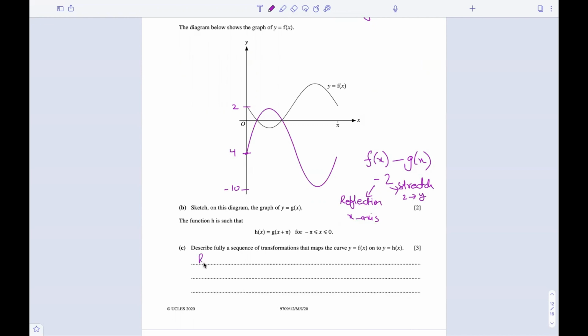first we had a reflection in the x-axis, and then we had a stretch of factor 2 in the y direction, and finally the x plus pi represents that the graph will move minus pi in the x direction. So finally we'll have a translation of minus pi in the x direction.